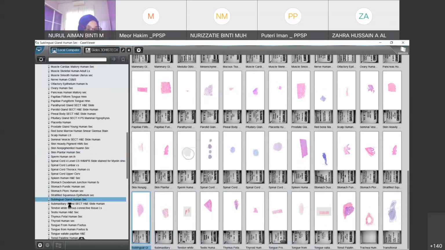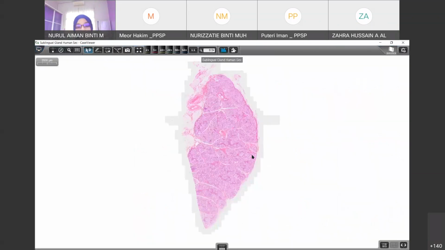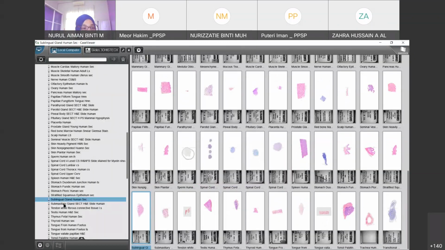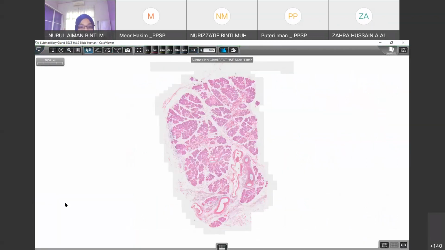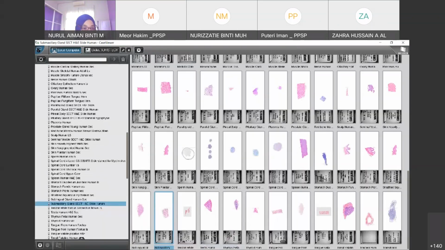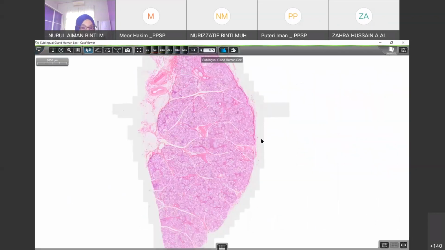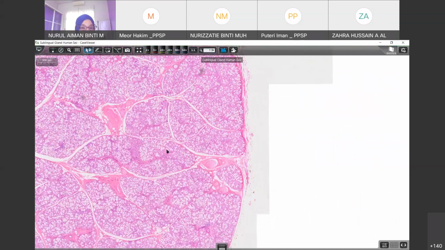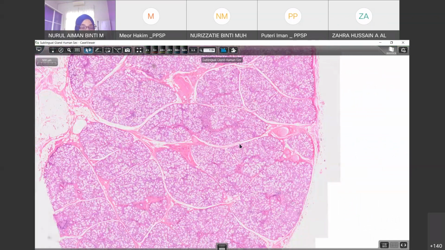So we go towards the sublingual gland. You can see this is the sublingual gland. Sublingual is here, submaxillary is here. What is the difference when you look at the glands? What is the difference in color? Here, this is submaxillary. This is sublingual. Which one is more intense in color?